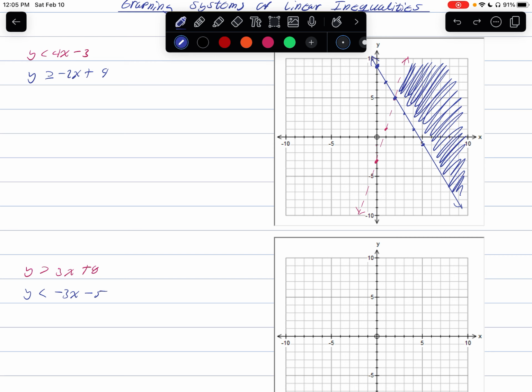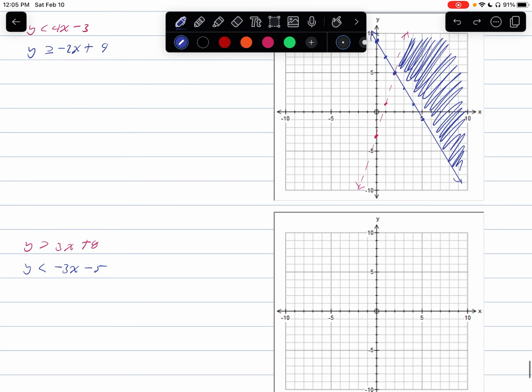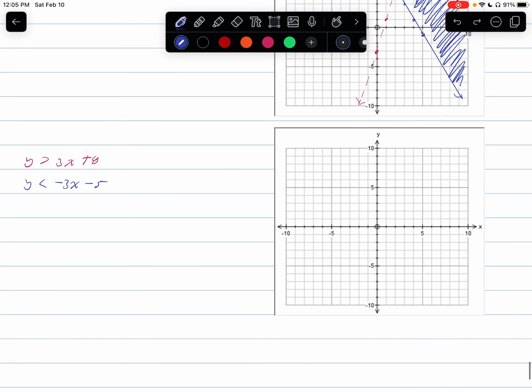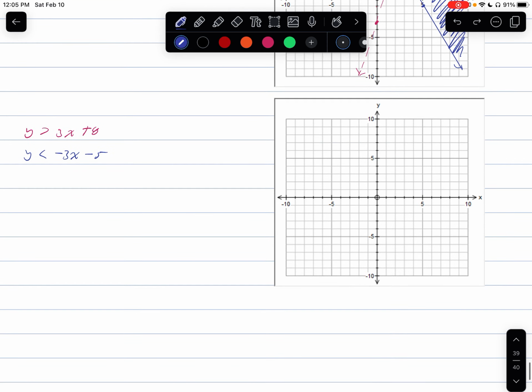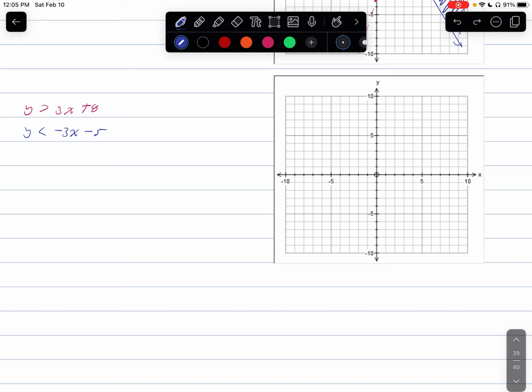Okay. Another way that you can do this is you can actually just go ahead and graph each of them and then shade the appropriate region. And then you can go back and erase the parts that you don't need. That's also a totally valid way of doing it. So you just see where they overlap and erase anything that isn't overlap. If you're having trouble figuring out which one is the appropriate region, that's also a totally valid way of doing it. Okay, let's do one more.